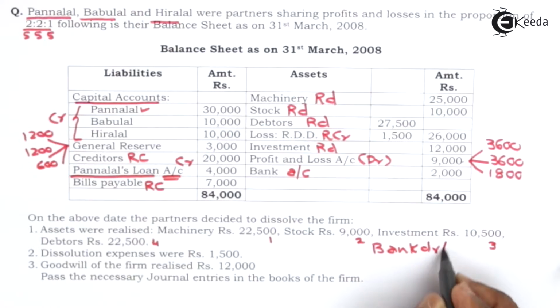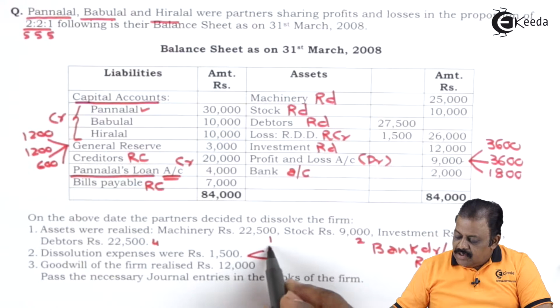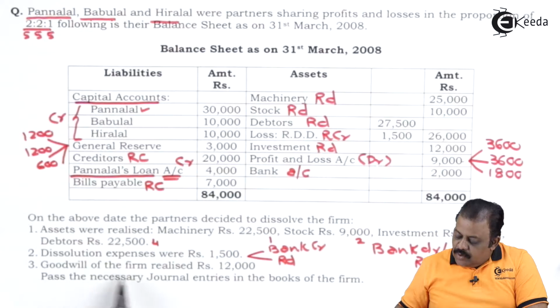Bank account debit. Realization account credit. Dissolution expenses were 1,500. Amount is paid. Bank credit. Realization account debit. Goodwill of the firm realized 12,000.